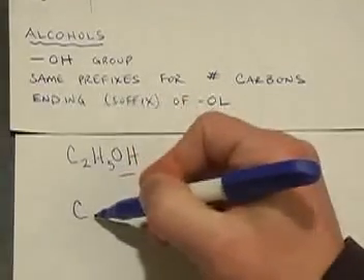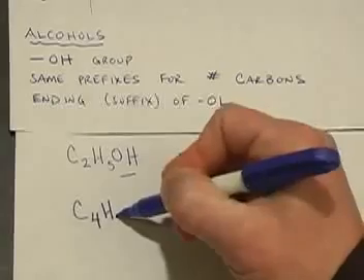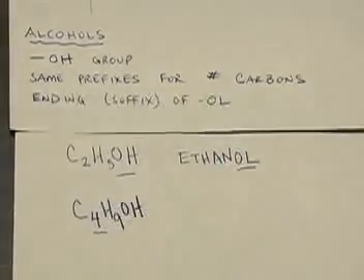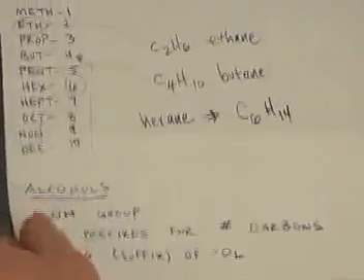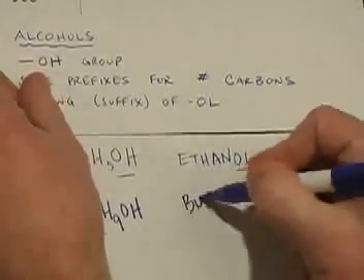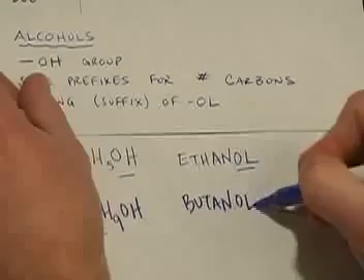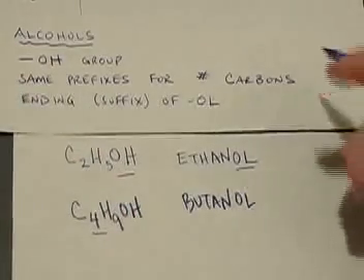Okay, let's try another one. Let's say it's C4H9OH. Look for the prefix for 4 carbons. Wait a minute, what is that again? Oh, it's but. So this would be butane, but put an -ol ending on it. It's called butanol. Cool, interesting.